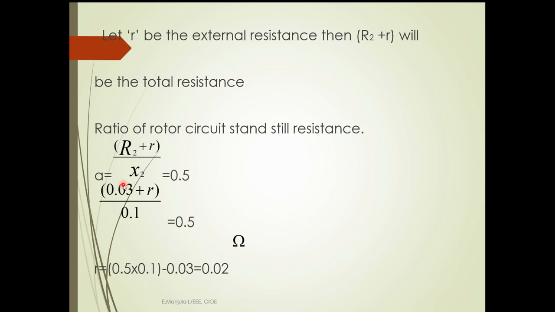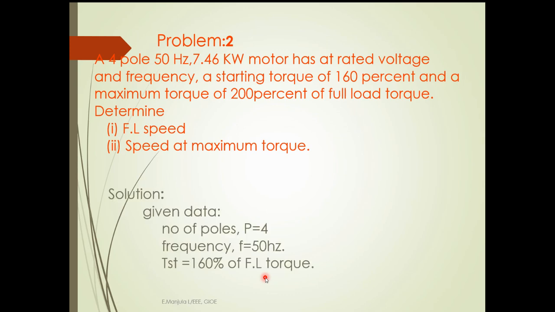So what is the total resistance? That is R2 plus R divided by X2. So here, 0.03 plus R divided by 0.1. So we can get R directly. Then, substituting the value, we will get R as 0.02 ohms. So the external resistance that we are adding to the actual resistance is 0.02 ohms.